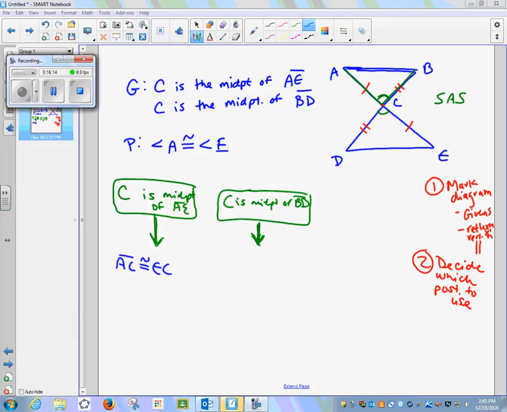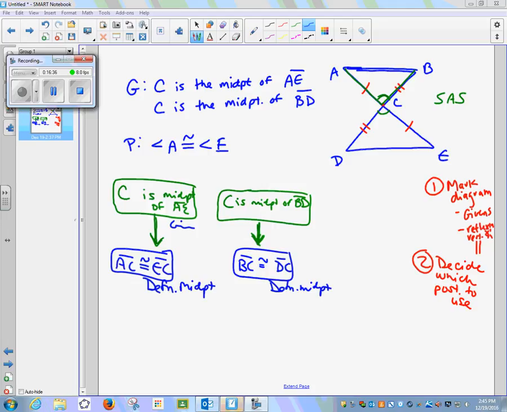Good. And that reason would be definition of midpoint. So we're going to do something similar here. BC congruent to DC.